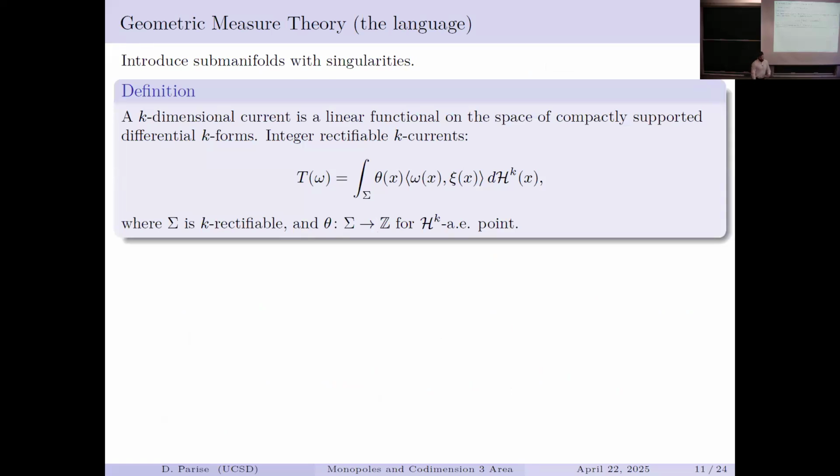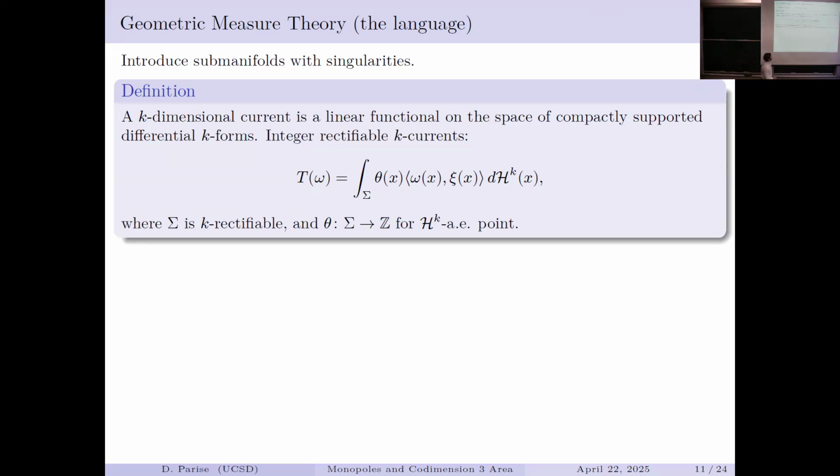I also have to briefly mention that the language in which I'm going to describe some of these convergences, or some of these limiting objects, is the language of geometric measure theory. So in particular, I'll be interested in currents. And if you've never seen geometric measure theory, probably this slide will be a bit too much to digest. But if you've never seen them, you can think of currents as being submanifolds with singularities.